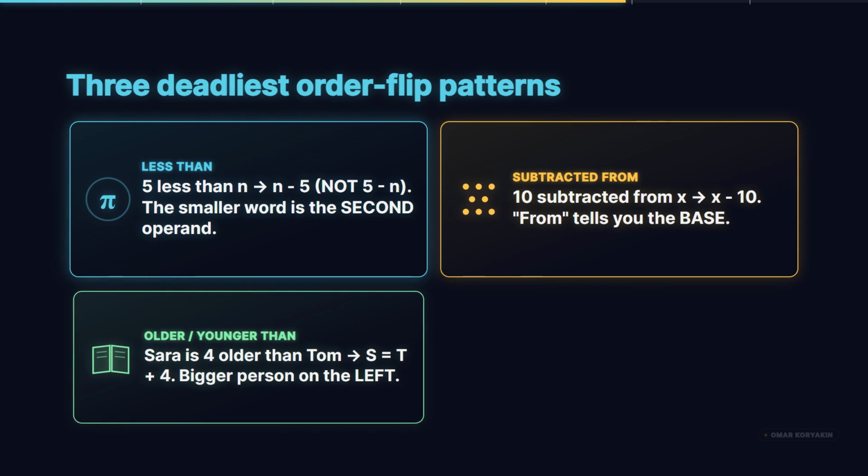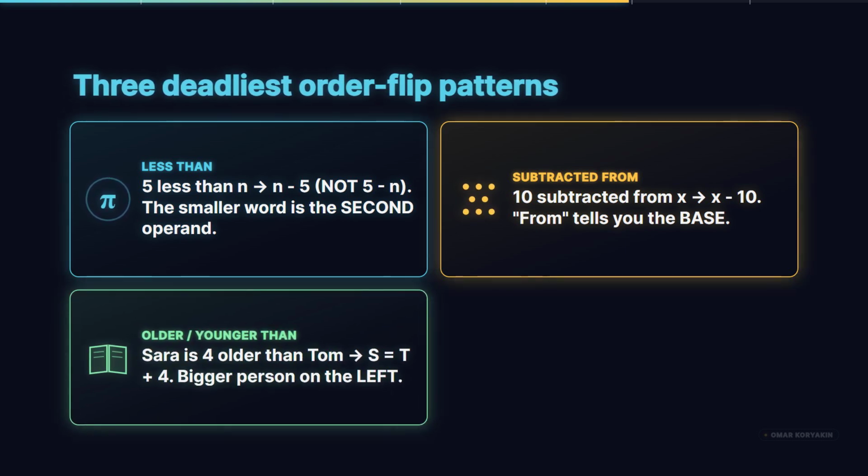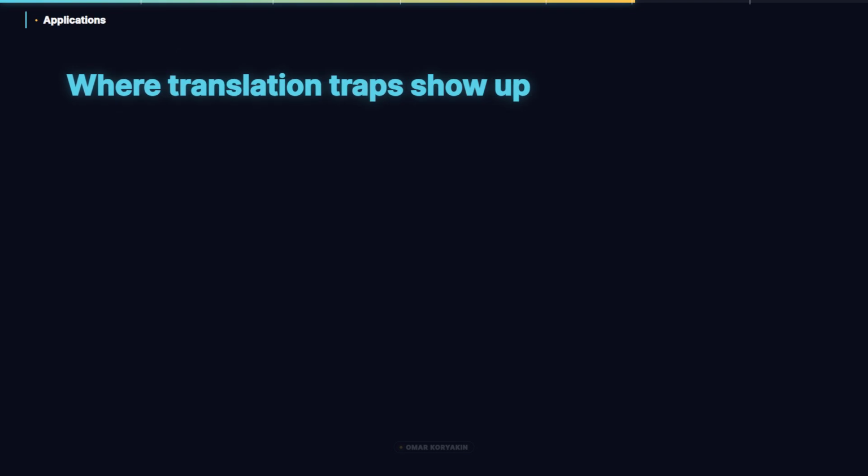Reading it as Sarah plus 4 equals Tom, or as 4 equals Tom plus Sarah, would not match and would alert you to a translation error before you got further into the problem. Translation traps are not academic. The order flip patterns and ambiguous phrases appear constantly in real-world documents, contracts, and standardized tests, often costing significant points or money when read incorrectly.